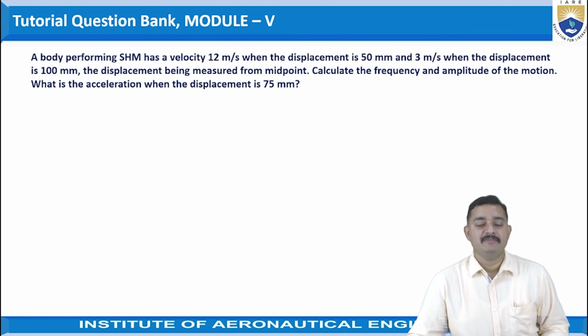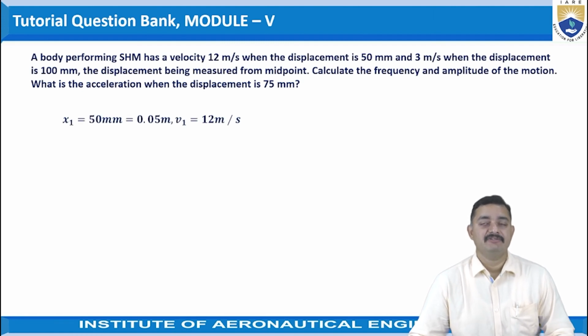A body performing simple harmonic motion has a velocity of 12 meters per second when the displacement is 50 millimeters, and 3 meters per second when the displacement is 100 millimeters, the displacement being measured from the midpoint. Calculate the frequency and amplitude of the motion. What is the acceleration when the displacement is 75 millimeters?